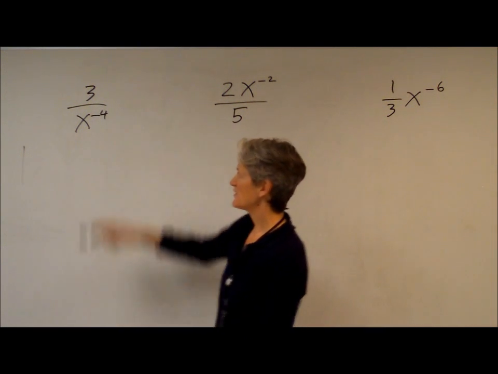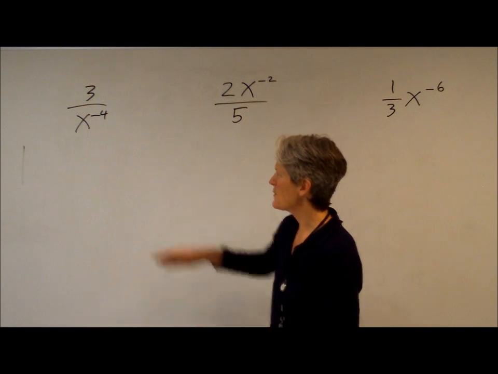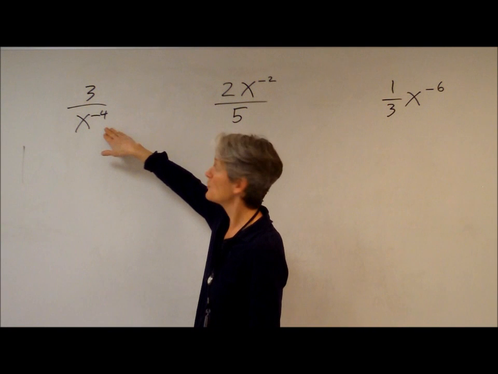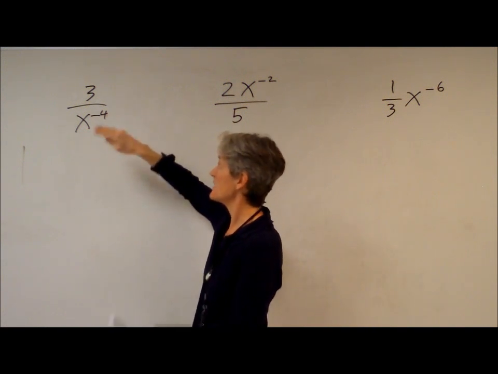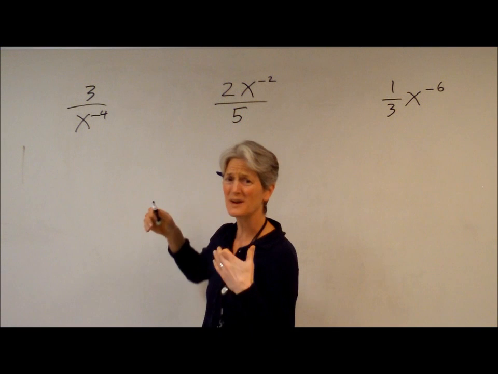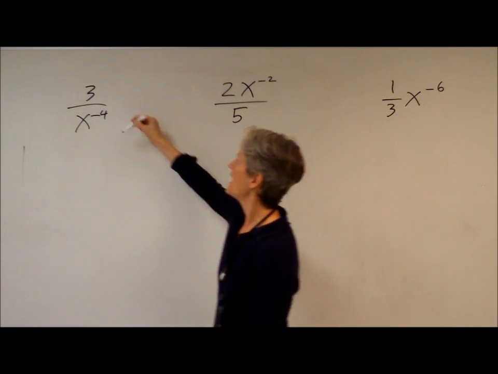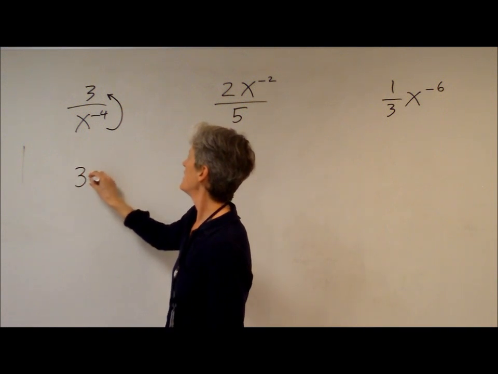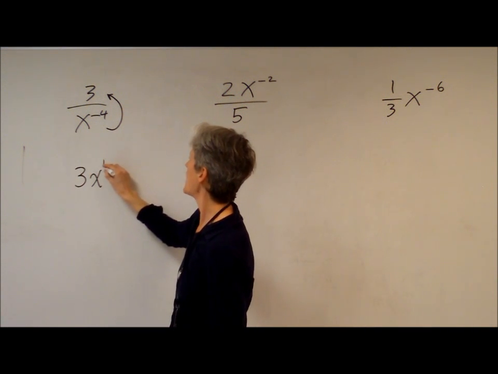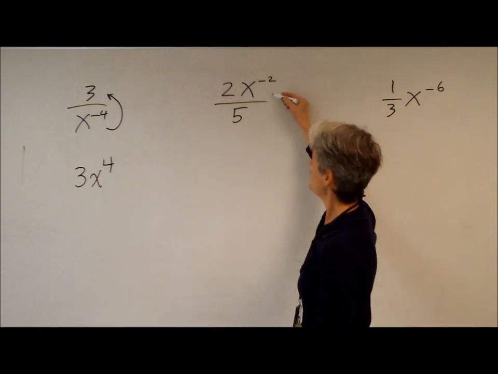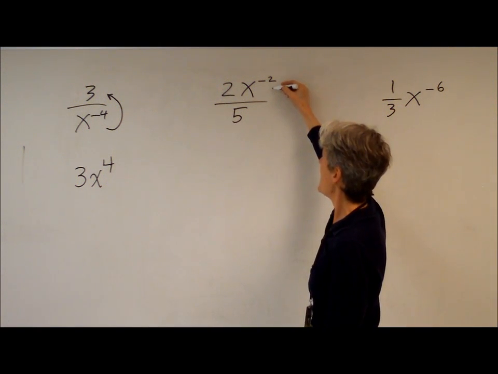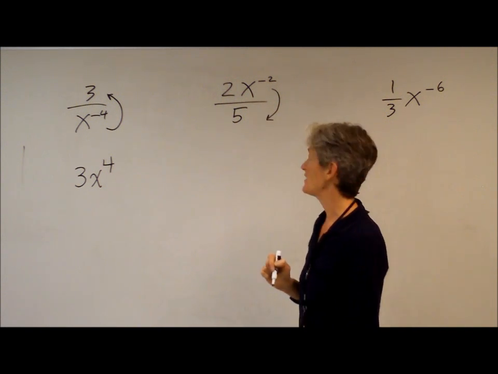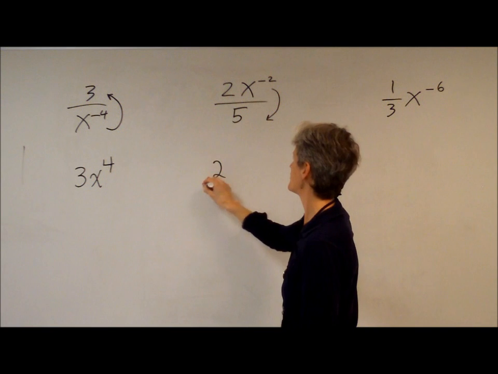We have 3 over x to the negative 4. Well, if you remember what Mr. Haas was just talking about, that x to the negative 4 really means I have x times x times x times x, but where is it really? In the numerator. In other words, if I want to move that from downstairs to upstairs, I simply need to change the sign. 2x to the negative 2 over 5. Well, if I want to rewrite this with only positive exponents, that 2 and that 5 are just hanging out.